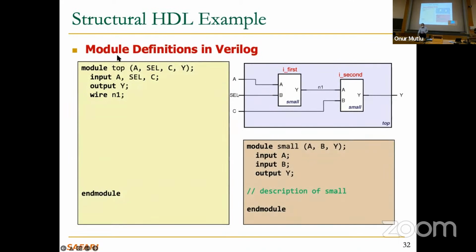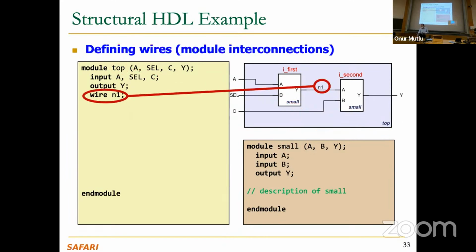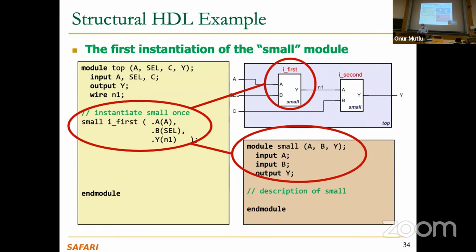This is how you define things, basically. This is the module definition of the top module. It has three inputs, A, select, C, and then one output, Y. And there's a wire. The connection is defined as a wire, as you can see, N1. Okay, and then clearly the naming needs to be there. Then you first instantiate the small module one. I didn't talk about the small module, but it's the same, basically. The name is small, and it has two inputs, one output. And then there's some description, which we're ignoring right now. It could be a MUX, for example, multiplexer, but ignore that for now.